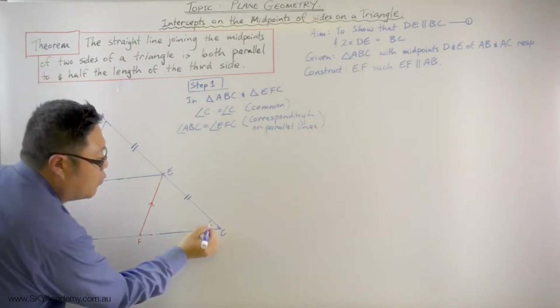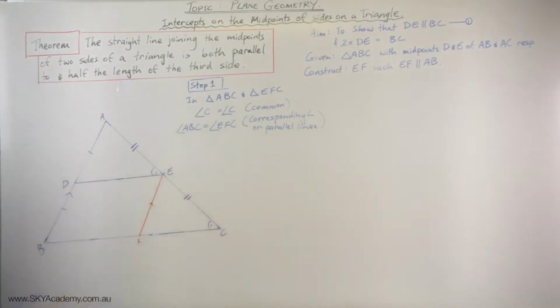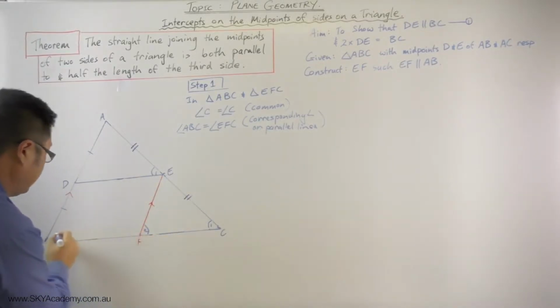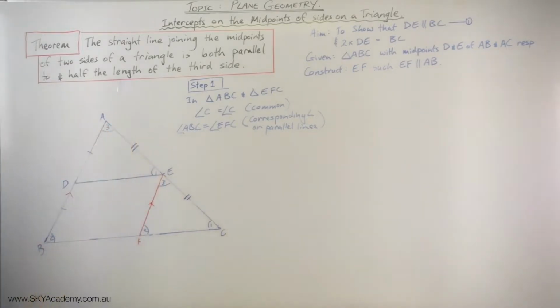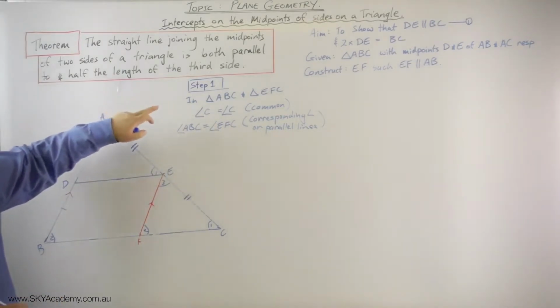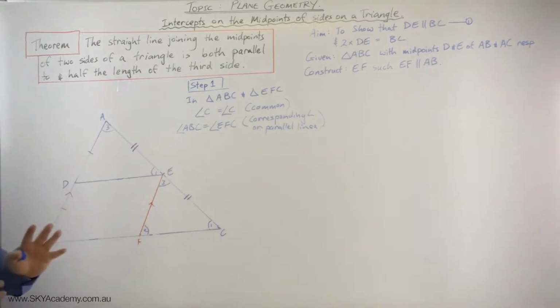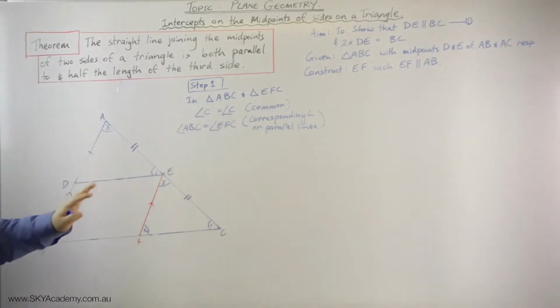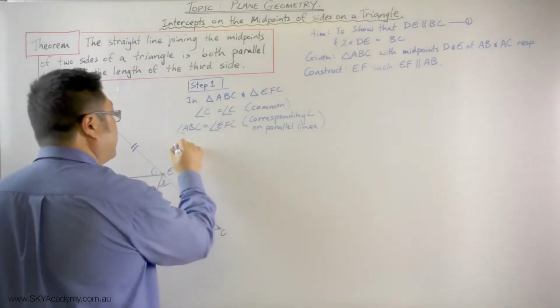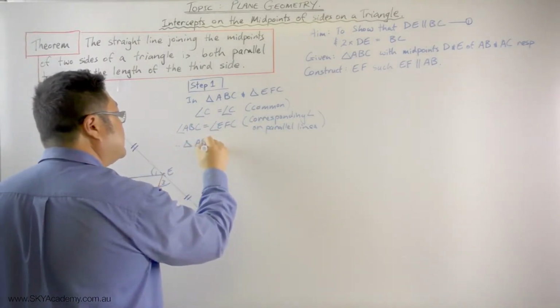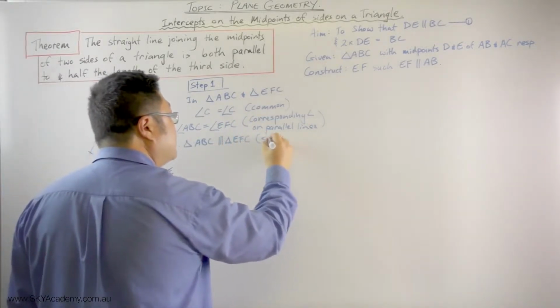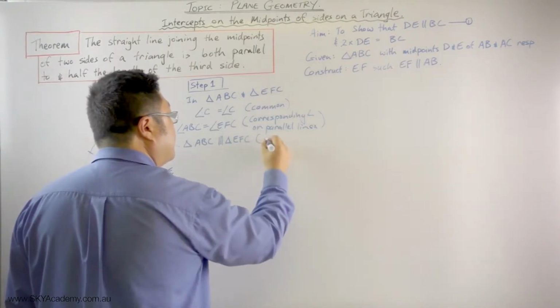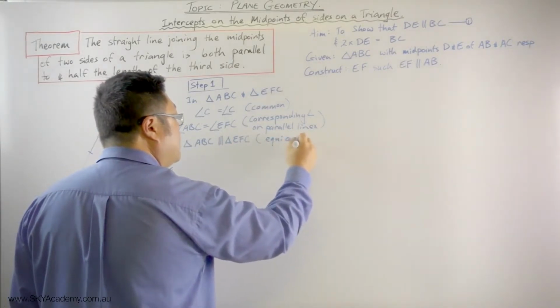So what we've done is shown that this angle is equal to this angle. Let's put a 1 there. So angle 1 is equal to angle 1. Angle 2 is equal to angle 2. And angle 3 is automatically equal to angle 3. But we don't need to write that in the proof, because just showing that two pairs of angles are equal is enough to show that these two triangles are similar. So therefore, triangle ABC is similar to triangle EFC, and the reason is that they're equiangular.